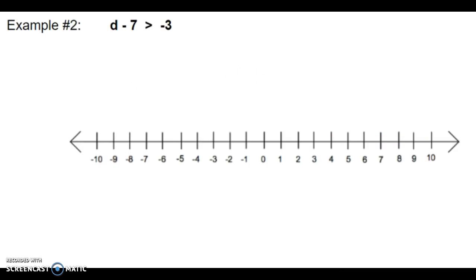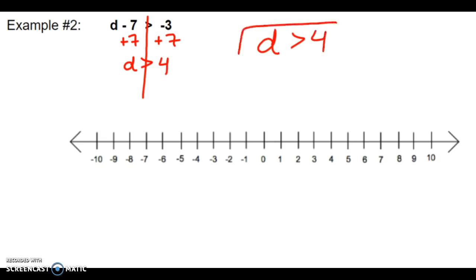All right, the next one, example number 2. Same thing, I'm going to solve for d. I have d minus 7 is greater than negative 3. So I'm going to add 7 first to both sides. Now I have d is greater than, and that's a 4. So my answer is d is greater than 4, because I got my variable all by myself. That part should be very easy for us. We treat it just like it was an equal sign there.